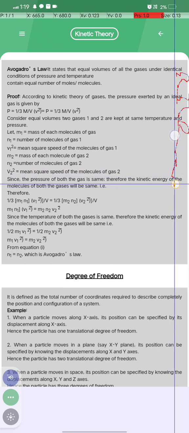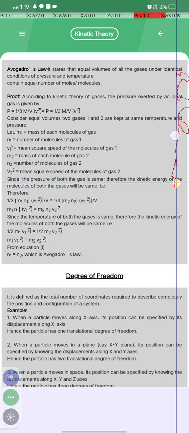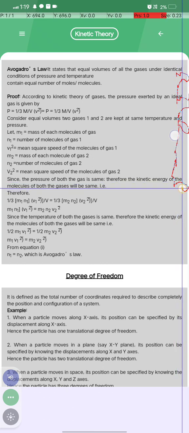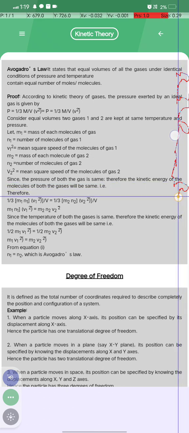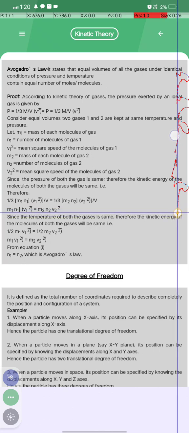Since the pressure of both gases is the same, therefore 1/3 m1 n1 v1 square by V is equal to 1/3 m2 n2 v2 square by V. So m1 n1 v1 square is equal to m2 n2 v2 square. Call this equation 1.